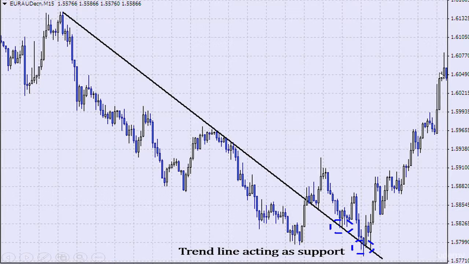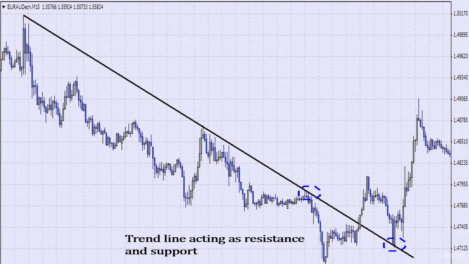So Forex trading can be very simple. It's just all about managing risk. So you would put your stops below the low, enter the trade here, and you could have made a lot of pips. Now here again, we have an example of the trend line acting as resistance and support.